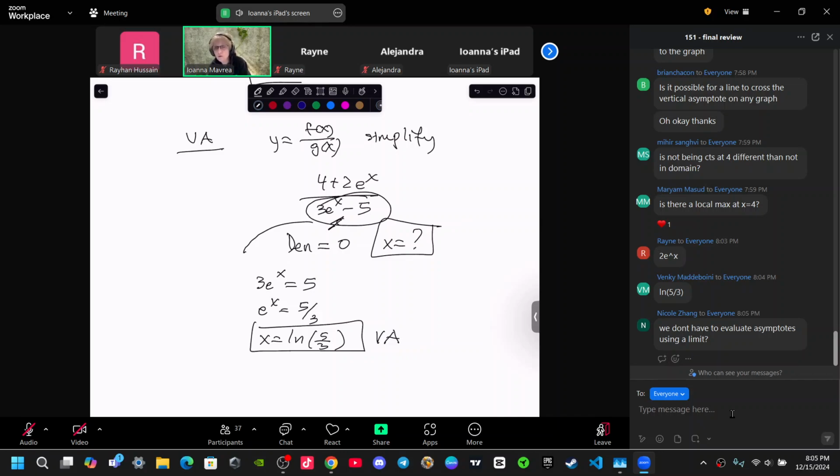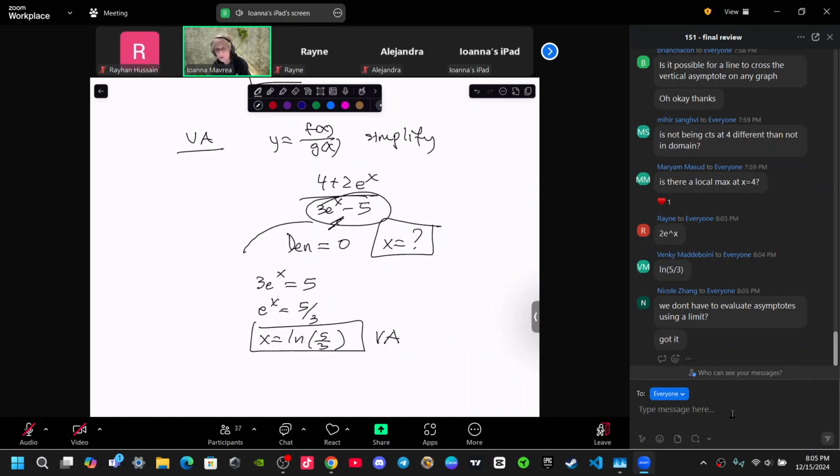You need to simplify for horizontal asymptotes. You don't need to for vertical asymptotes, but you need to for horizontal asymptotes.